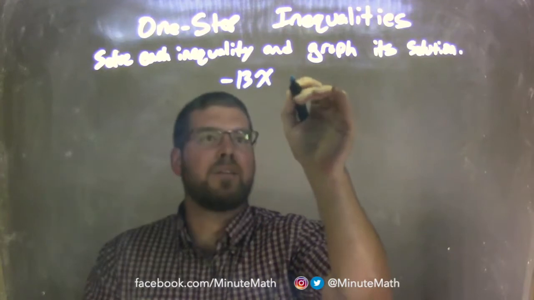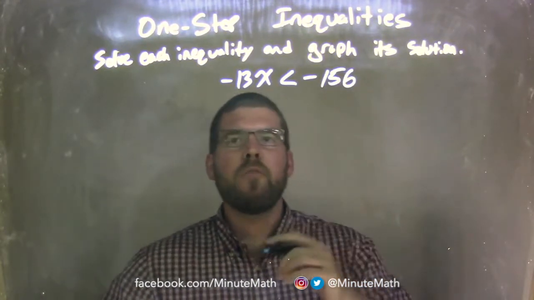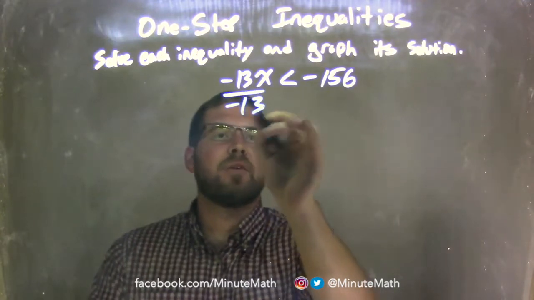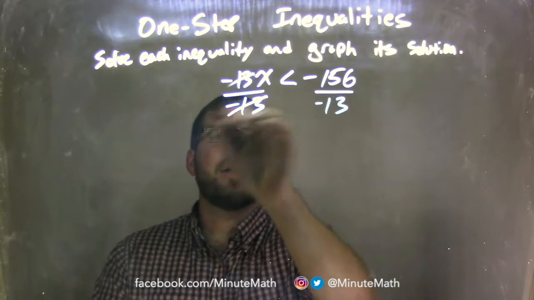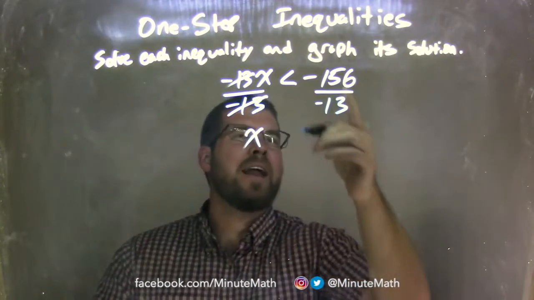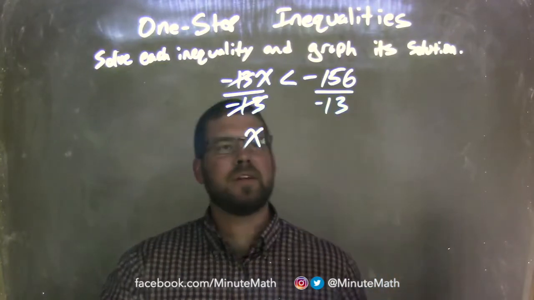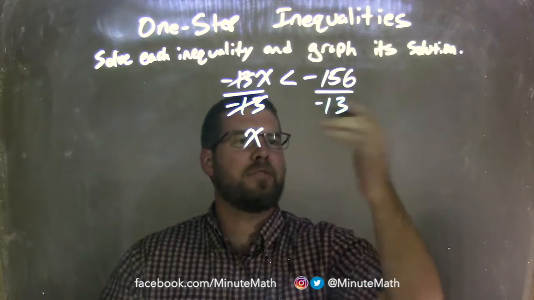-13x is less than -156. Well, my first step is I need to divide by -13. By dividing by -13, I eliminate the -13 on the left, giving me x by itself. And on the right, well, I need to figure out how many times 13 goes into 156. Now we have a negative divided by a negative, which is a positive, right? So we know our answer is going to be positive.